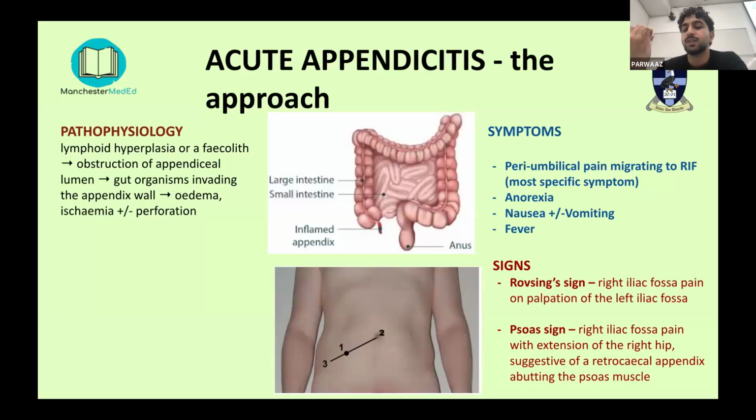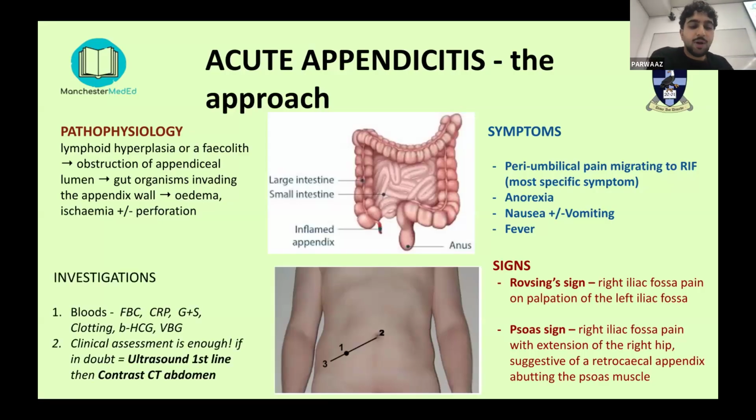The next sign is psoas sign. So this is only in the context of a retrocecal appendix, which is essentially when the appendix is posterior to the cecum. So the cecum's here, and when the appendix is placed posterior to that, this is when we can get psoas sign. So if you ever get a patient to extend their right hip and they have a retrocecal appendix, they will have pain because it stretches the psoas muscle. It's a slightly niche one, but sometimes it gets asked in exams.